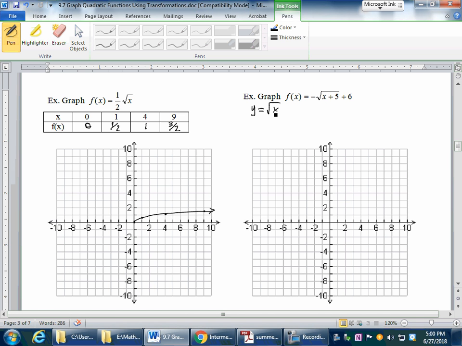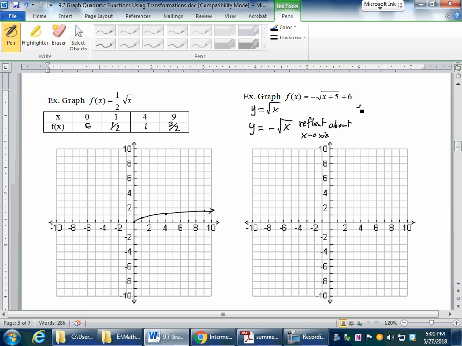And I want you to follow this order. Always do the transformations, which is reflecting and stretching, first before you shift left, right, up, down. So the next step will be reflecting. My parent's graph will be reflected about the x axis, because square root of x represents y. If you multiply a negative to the y value, that will be a reflection about the x axis. So in this case, reflect about the x axis.